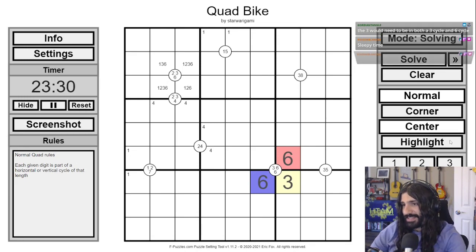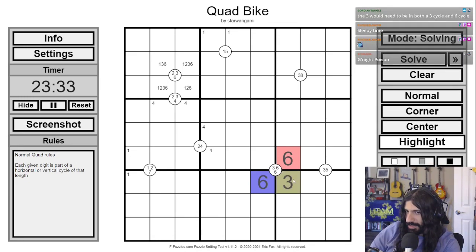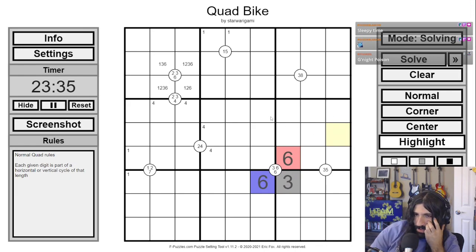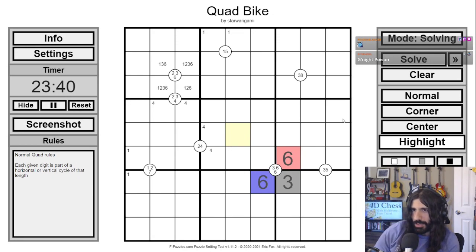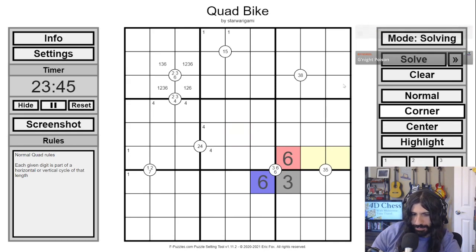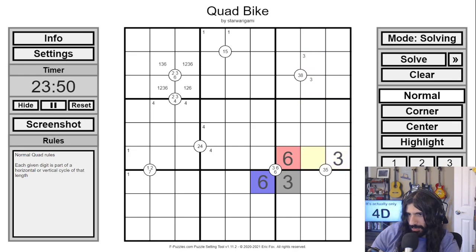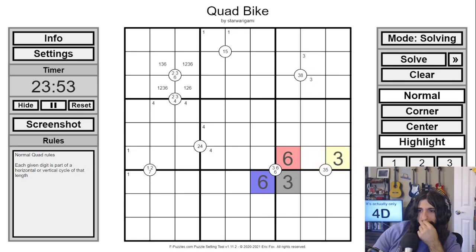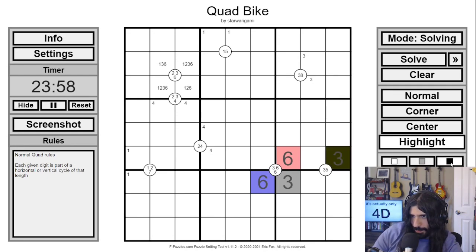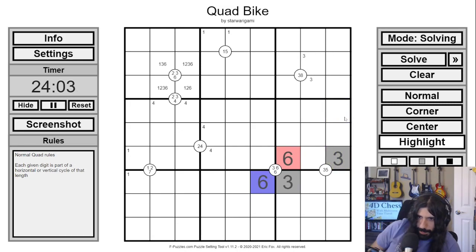Okay, that makes a ton of sense. And we also have no idea whether this is a vertical or a horizontal cycle. All right, okay. Now that checks out. All right, cool. So now we have a 3 either here or here. And we have a 3 either here or here, which means that this 3 is here by regular Sudoku rules. And I think we have no clue which direction this one is in, but we made a lot of progress. Okay.